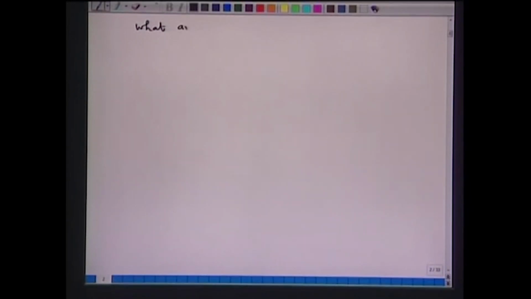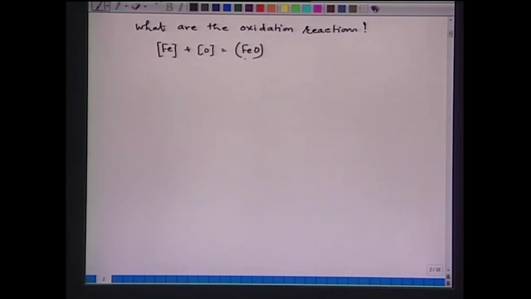You will be wondering what the oxidation reactions are. I will write down all the reactions. Iron in metal plus O in metal equals FeO in slag. Similarly, carbon plus O gives CO, and this reaction is called decarburization, a very important reaction in steel making. The iron reaction is called iron oxidation.